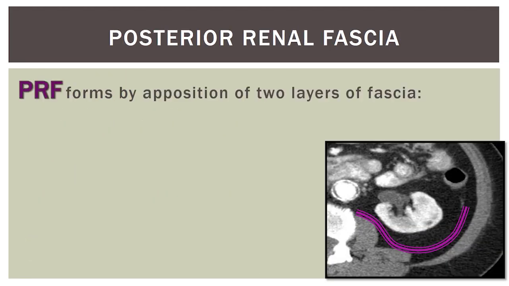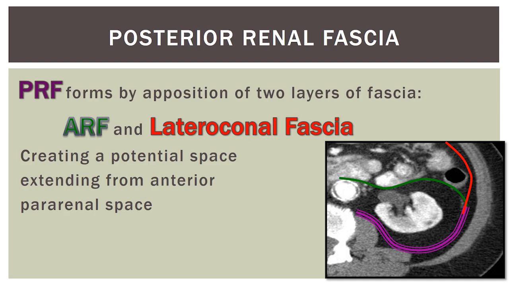The posterior renal fascia, as opposed to common teaching, has multiple layers and is formed by apposition of two layers of fascia, the anterior renal fascia and the lateral conal fascia. This creates a potential space extending from the anterior pararenal space posteriorly in between the layers of the posterior renal fascia. Let's say you have a case of pancreatitis with fluid in the anterior pararenal space; it can dissect in between the fibers of the anterior renal fascia and lateral conal fascia, and we can see an isolated fluid collection just posterior to the kidney, which is between the layers of the posterior renal fascia.